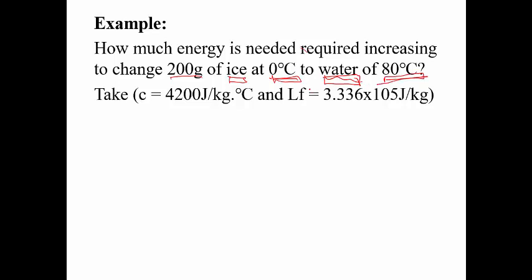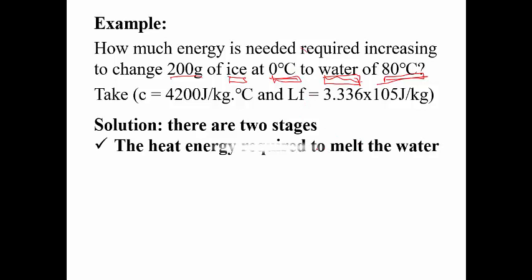Therefore, we have two values: one is because of increase in temperature, and the other is because of change in state. We have two stages. The first stage is the change of state, and the second stage is the increase in temperature. Therefore, let us do this. First, the heat energy required to melt the ice.